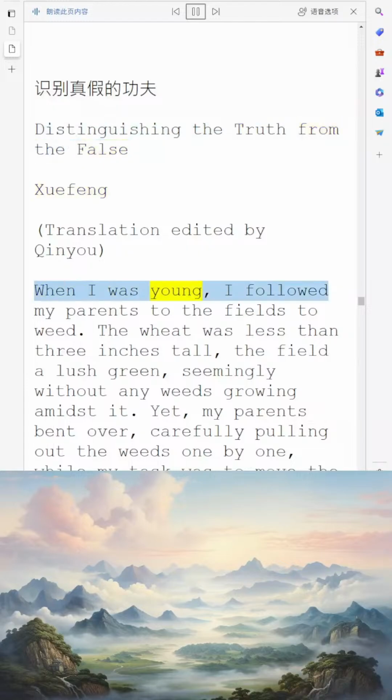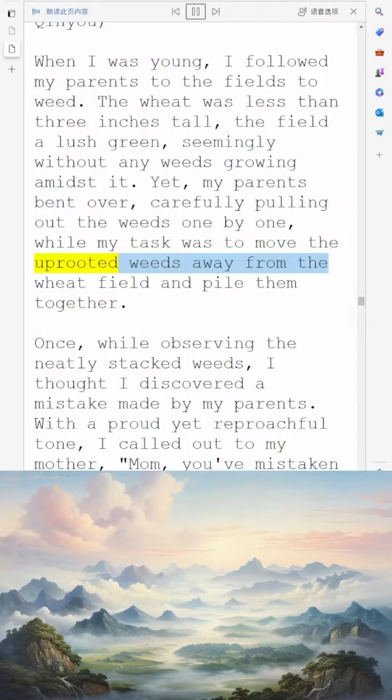Xiefeng. When I was young, I followed my parents to the fields to weed. The wheat was less than 3 inches tall, the field a lush green, seemingly without any weeds growing amidst it. Yet, my parents bent over, carefully pulling out the weeds one by one, while my task was to move the uprooted weeds away from the wheat field and pile them together.